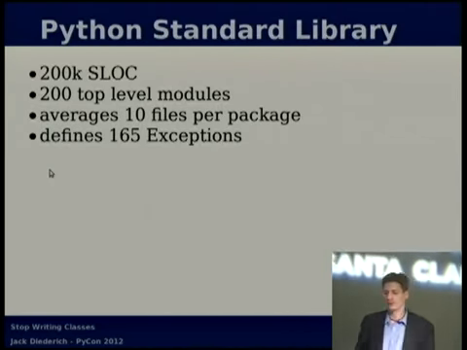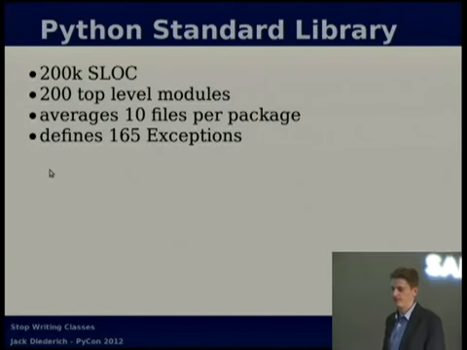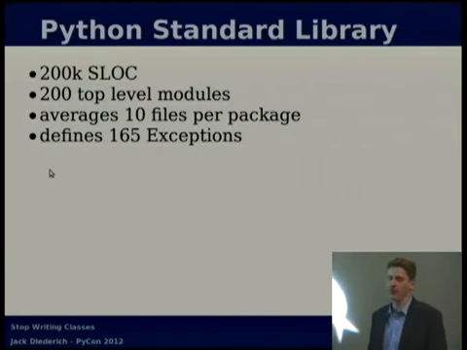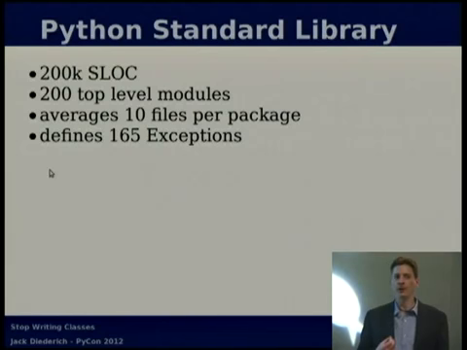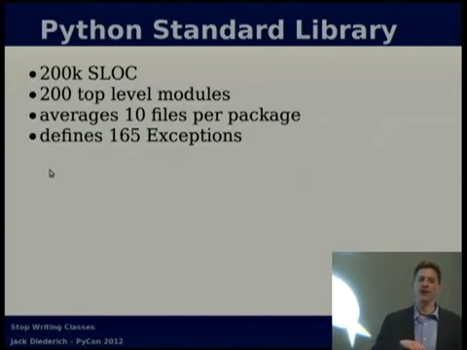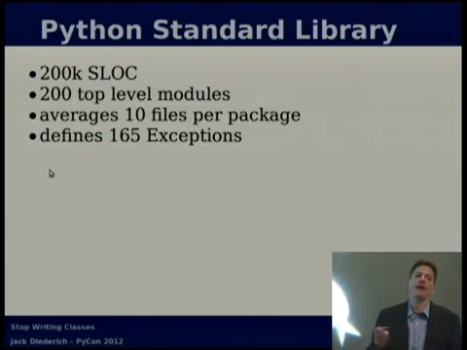Python standard library, it's got some rusty corners, but it's a pretty good example of how you should do things. 200,000 source lines of code, 200 top-level modules, averages 10 files per package. And that's only because there's a couple third-party projects that were added to the standard library that were already packages that have like 2 files in them.